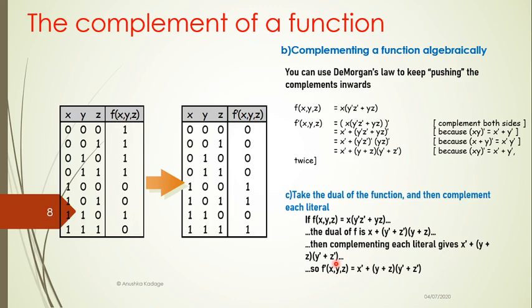So let's check that in this particular method of complementing the function algebraically and getting the dual function implementation, we have got the same complement value. Please take note of that. So I can say in short that for complementing a function, we have three different methods. One is by using the truth table, the second is complementing algebraically, and the third is taking the dual of the function.